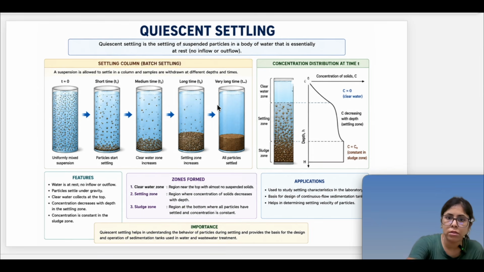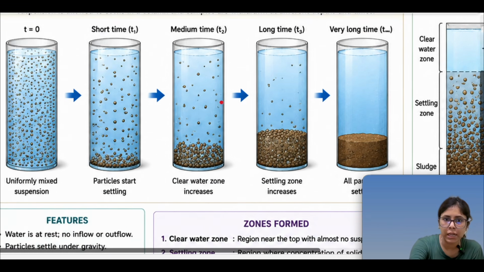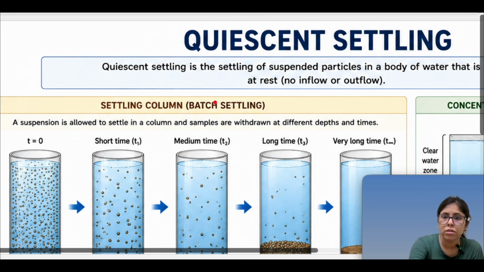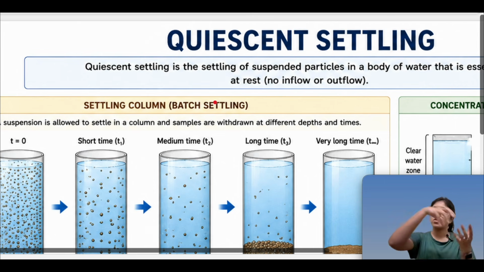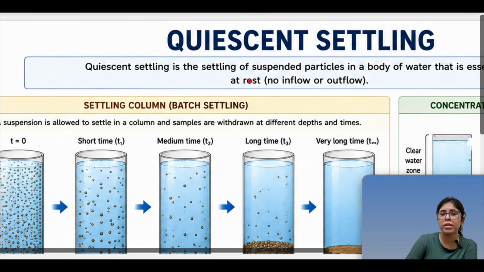Now, if I want to show you in detail what quiescent settling is, there is no inflow or outflow, that means water is not coming in. There will be simply a tank. In that tank water will be there, nobody is disturbing that, there is no inflow of more water into that, there's no outflow of the water from the tank, so it's just kept separately. Okay, so it will be at rest without any inflow and outflow.